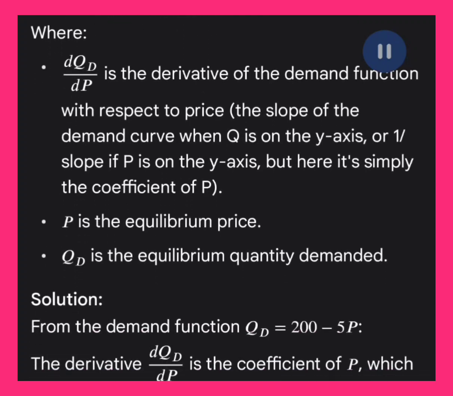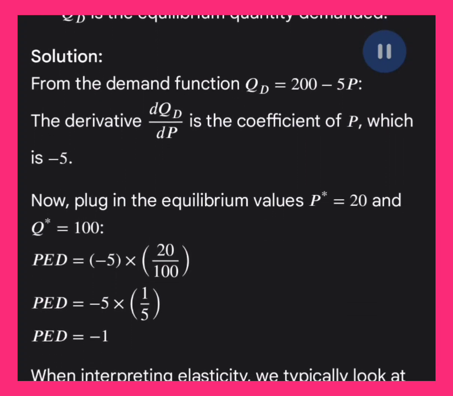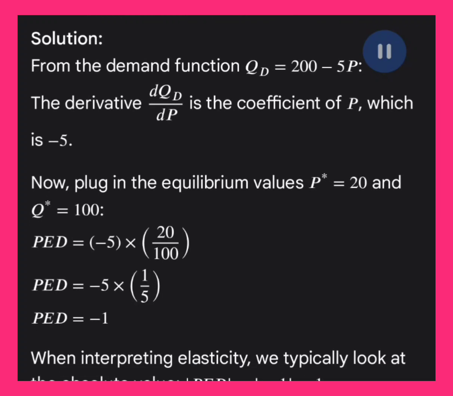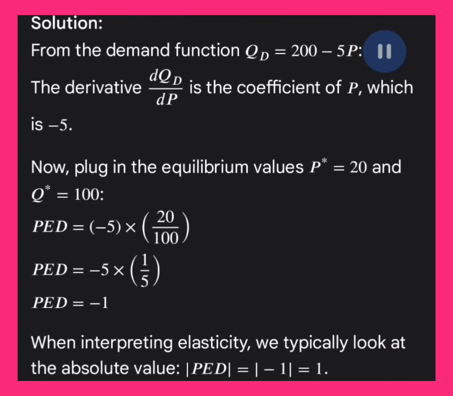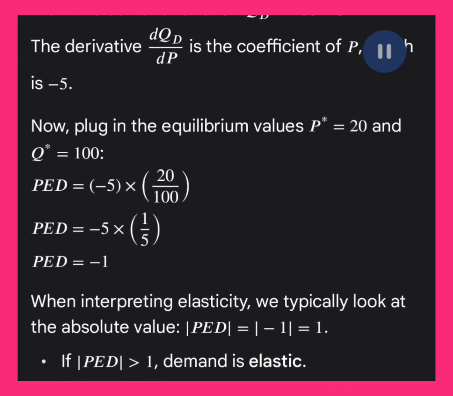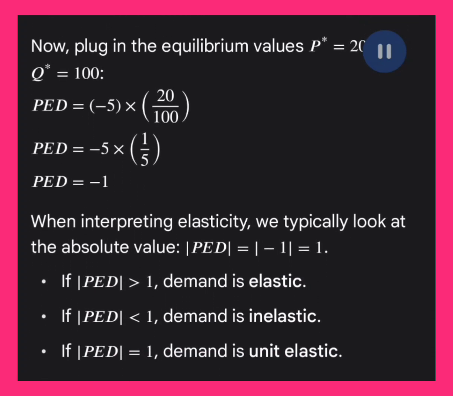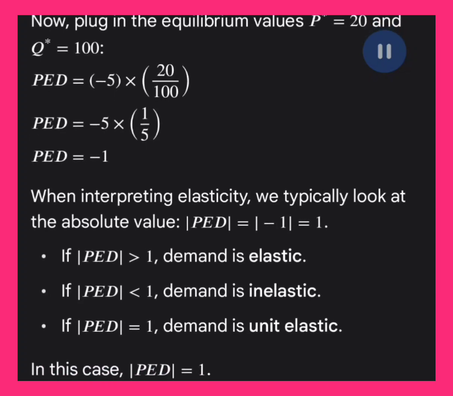Solution: from the demand function Q_D equals 200 minus 5P, the derivative dQ/dP is the coefficient of P, which is minus 5. Now plug in the equilibrium values, P* equals 20 and Q* equals 100. PED equals minus 5 times 20/100. PED equals minus 5 times 1/5. PED equals minus 1. When interpreting elasticity, we typically look at the absolute value. The absolute value of PED equals 1.